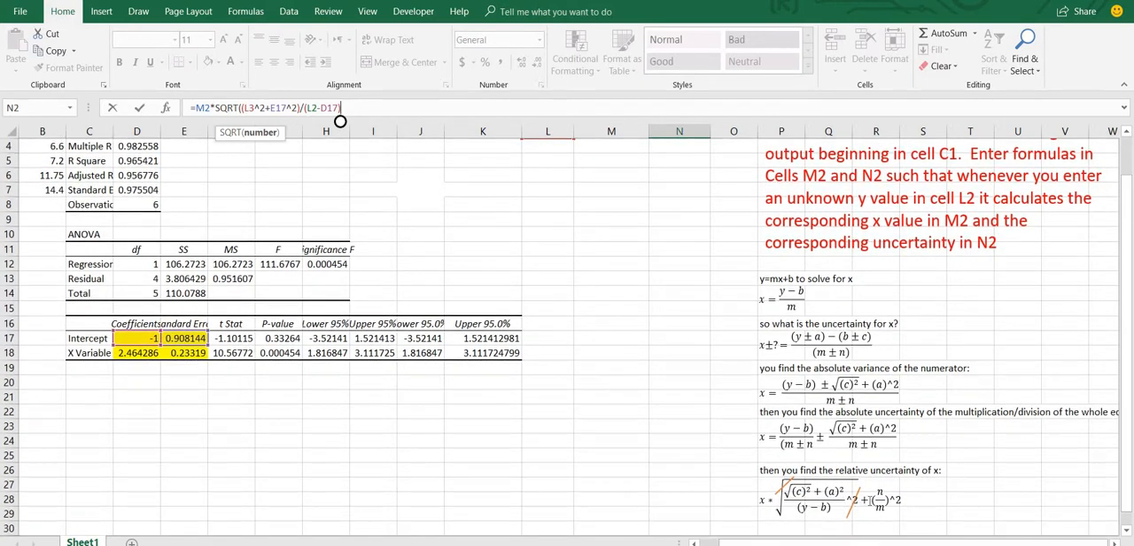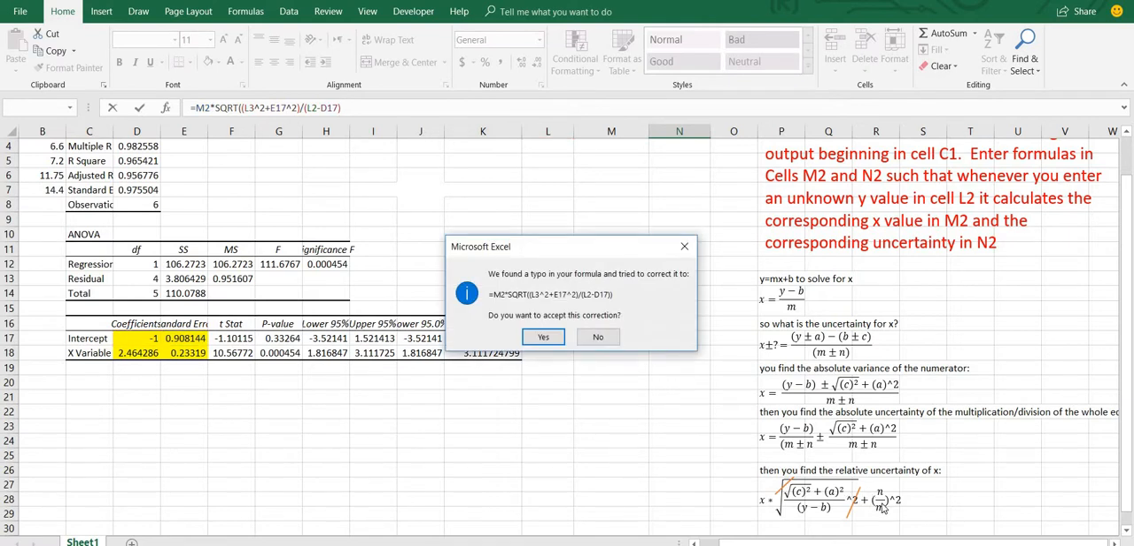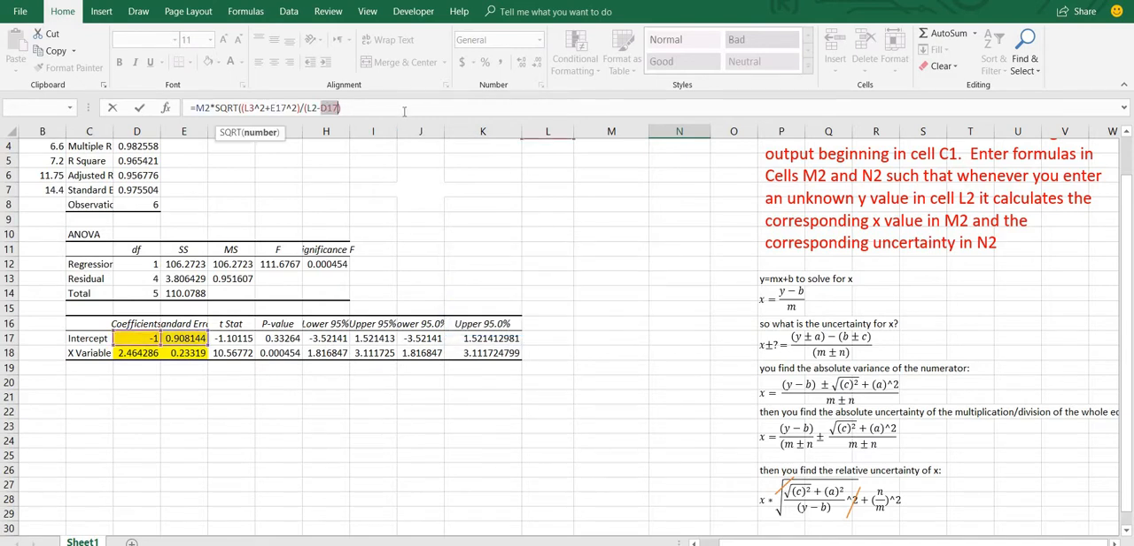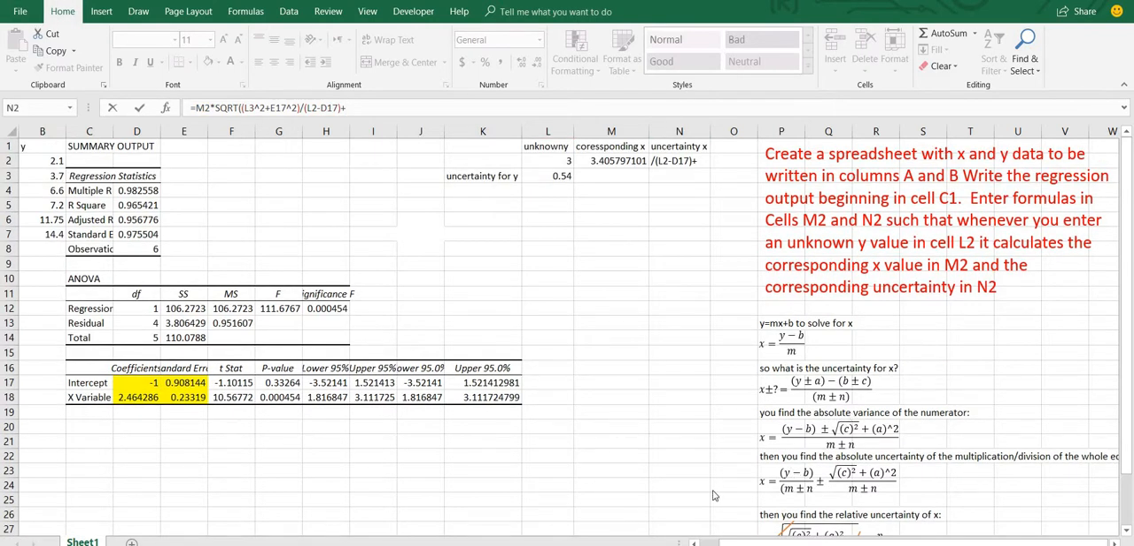And then our left values is the n over m. So we put plus, and n is going to be the uncertainty of our slope. So it's this one. Divided by the value of the slope, which is this one.